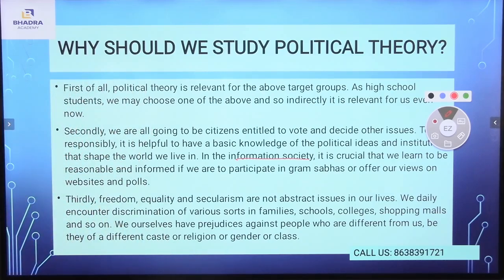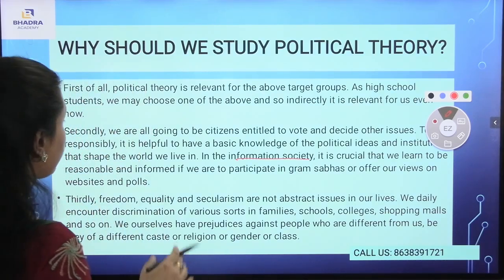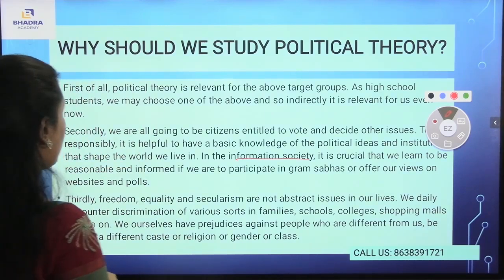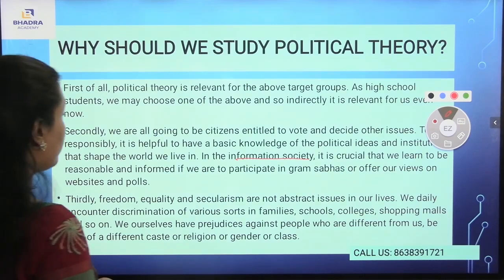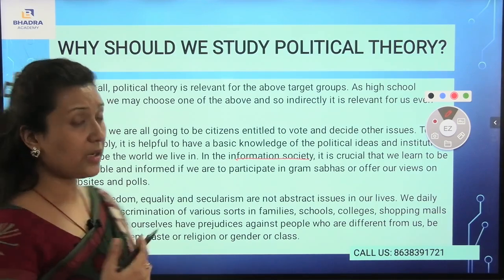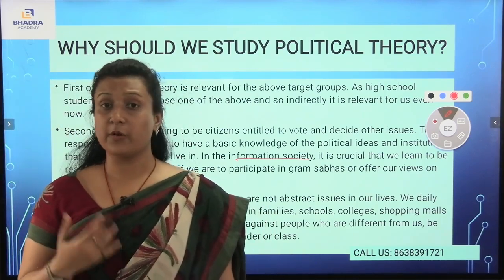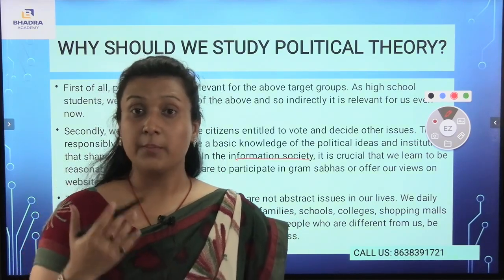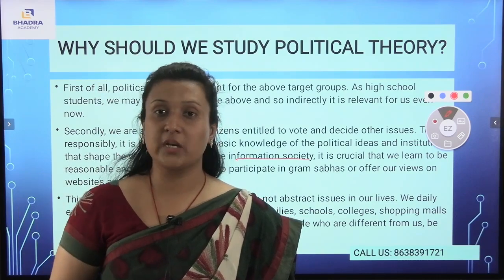Now, thirdly, freedom, equality, and secularism are not abstract ideas in our lives. We daily encounter discrimination of various sorts in families, school, colleges, shopping malls, and so on. We ourselves have prejudices against people who are different from us, be they of a different caste or religion or gender. Political theory is not about gender or secularism, but we see a lot of discrimination in our society.